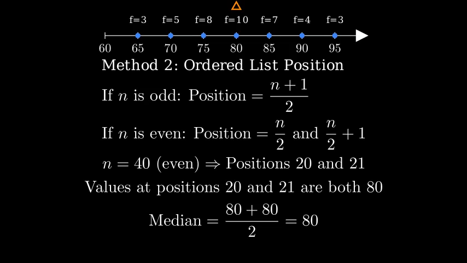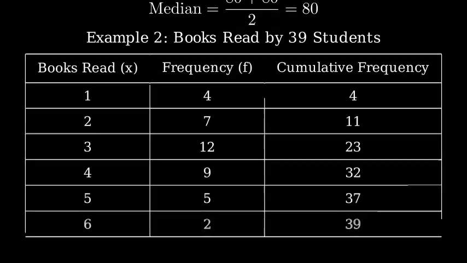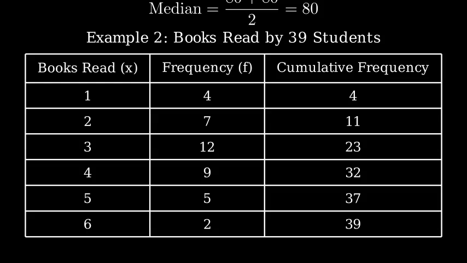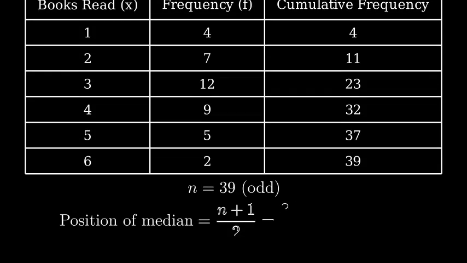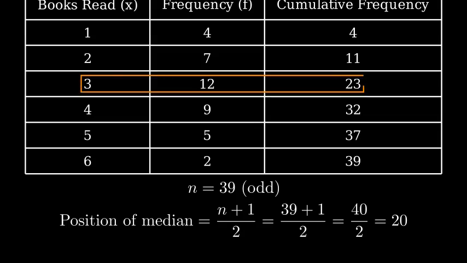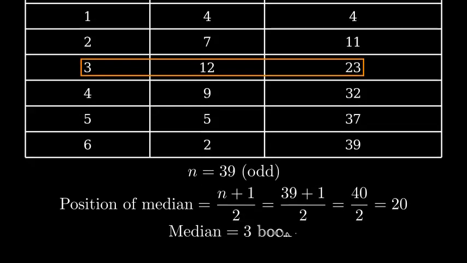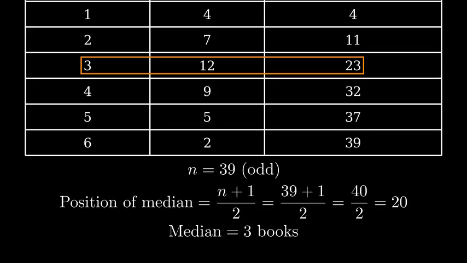Let's try another example, this time with an odd number of data points. Here's a data set showing the number of books read by 39 students in a year. Let's find the median for this data set. The total number of students is 39. Since n is odd, the median position is (n plus 1) divided by 2, which is (39 plus 1) divided by 2 equals 20. Looking at our table, the cumulative frequency first reaches or exceeds 20 at the value of 3 books. Therefore, the median number of books read is 3.